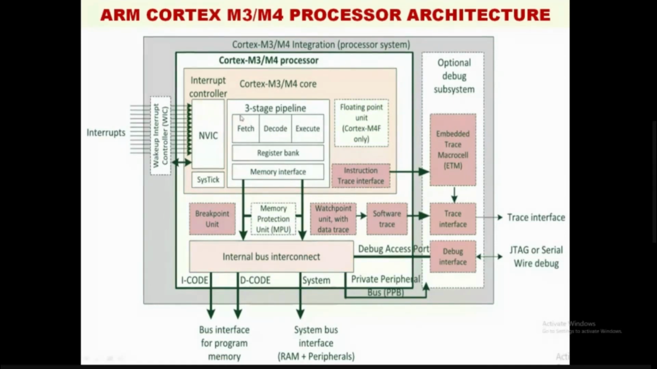The first instruction is fetched first. Then, after fetching, while the first instruction is getting decoded, the second instruction will be fetched. That's very interesting. By the time the first instruction is getting executed, the second instruction will get decoded, and the third instruction will get fetched. So this is 3-stage pipelining.